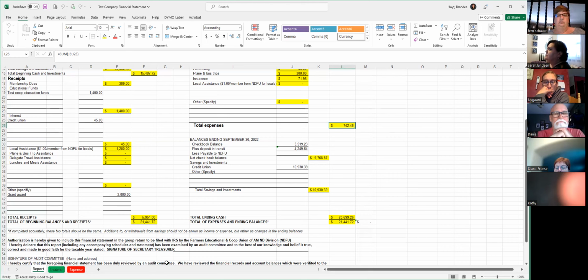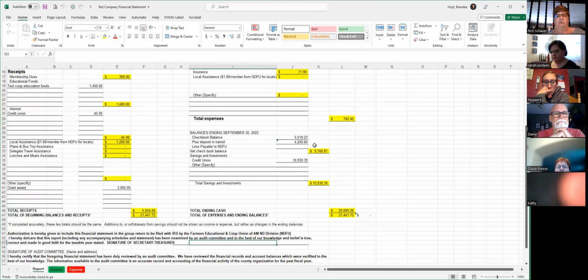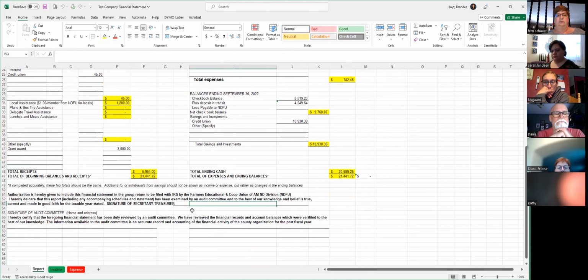You can send this form back, the main sheet back, because we do have to have a signed and audited copy. So in here, where I've got it highlighted, that is where your treasurer will sign. Your audit committee is the information here on the bottom. The audit committee can be anybody in your organization. The treasurer cannot be part of the audit committee. Treasurer can help answer questions, things like that, but they should not be part of the audit committee or anybody that has direct access to the checking account.